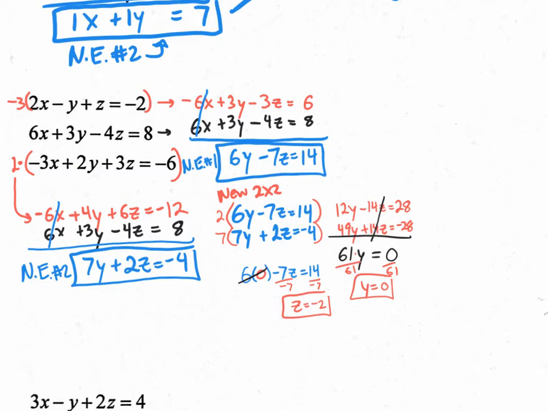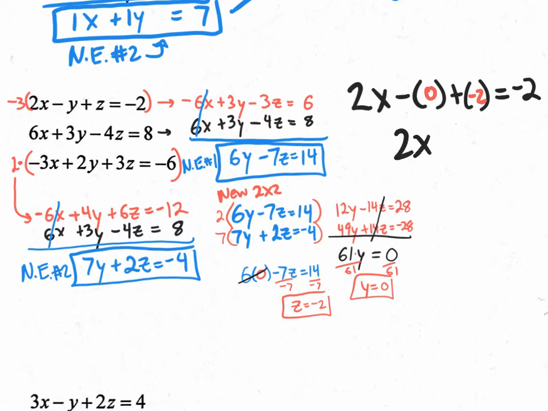So up on top, we have 2x minus y, I'm going to plug in y, plus z, I'm going to plug in z, equals -2. So we're going to plug in the z value of -2 right here. Let's put -2 right in there. Let's plug in the y value of 0 right in there. And it's just some simple math that we have to do.